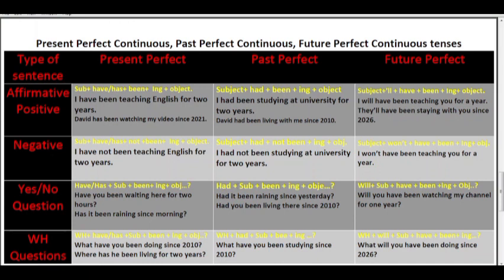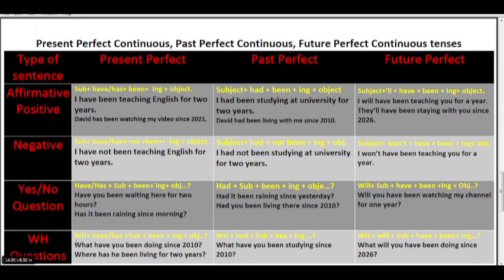In past perfect continuous, we bring had to the start of the sentence, then subject, then been, then ing form, then object, and finally question mark. For example, had it been raining since yesterday? Or had you been living there since 2010? For future perfect continuous, we bring will to the start of the sentence, then subject, then have, then been, ing form, object, and question mark. For example, will you have been watching my channel for 1 year?